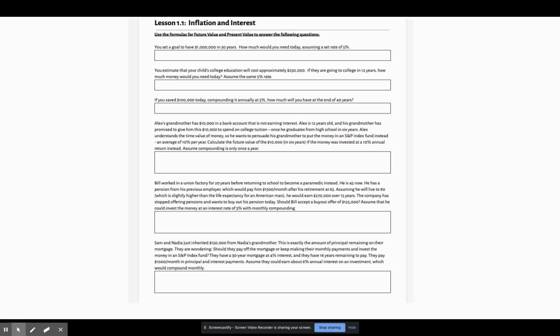From here, what you're going to do is go back to the interest activities, the same Google Doc that you were working on last class. And this is the third page in that document. And so you're going to use the formulas for future value and present value to answer the following questions. The formulas are on the previous slides. They will also be shared with you. We're going to work through these scenarios on your own, and then we're going to come back together and discuss.